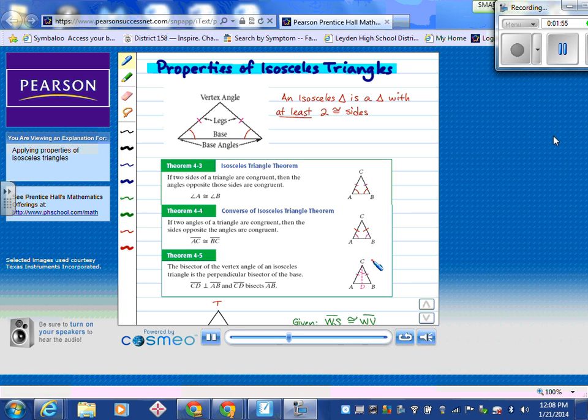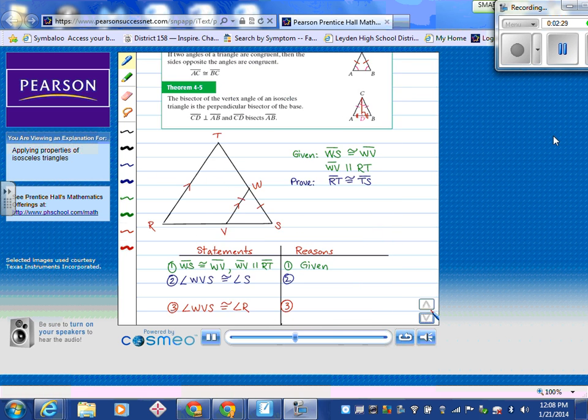Okay? And lastly, the bisector of the vertex angle of an isosceles triangle is the perpendicular bisector of the base. So if I have two sides of a triangle congruent as AC and BC are, and I bisect the vertex angle, not only is that bisector perpendicular to the base, but it divides the base into congruent segments. So it's a perpendicular bisector of the base. Those are three very important theorems dealing with isosceles triangles. Let's see if we can prove some things using isosceles triangles.